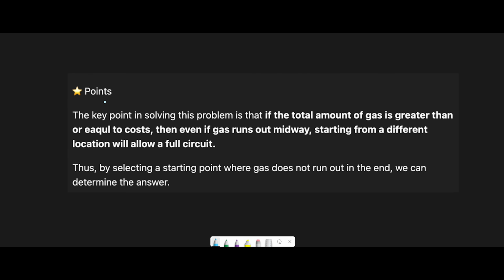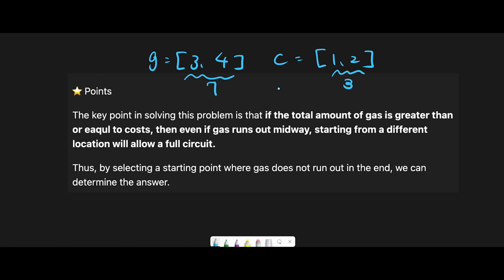Okay, let me summarize the key point. The key point in solving this problem is that if the total amount of gas is greater than or equal to the total cost, then even if gas runs out midway, starting from a different location will allow a full circuit. So do you remember? The first case is gas is 3 and 4, and cost is 1, 2. So total gas should be 7, and the total cost is 3. So in this case, definitely we can go around the circuit in a clockwise direction.